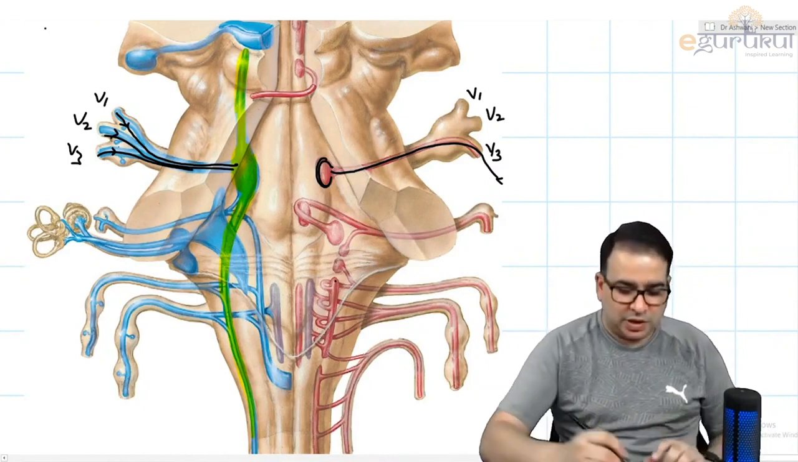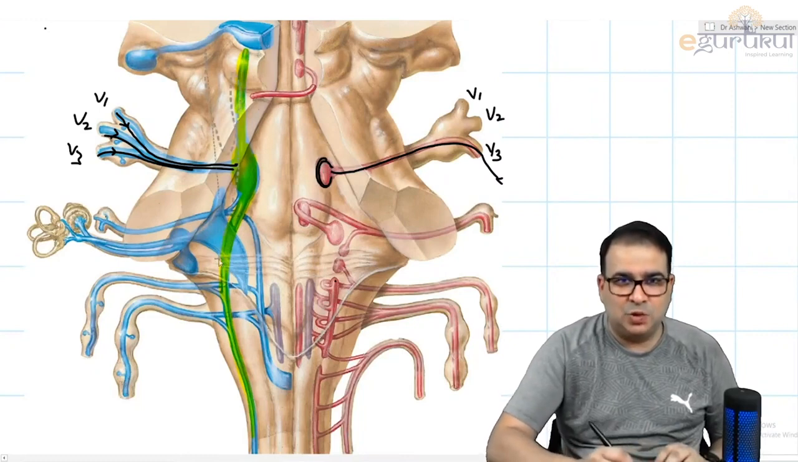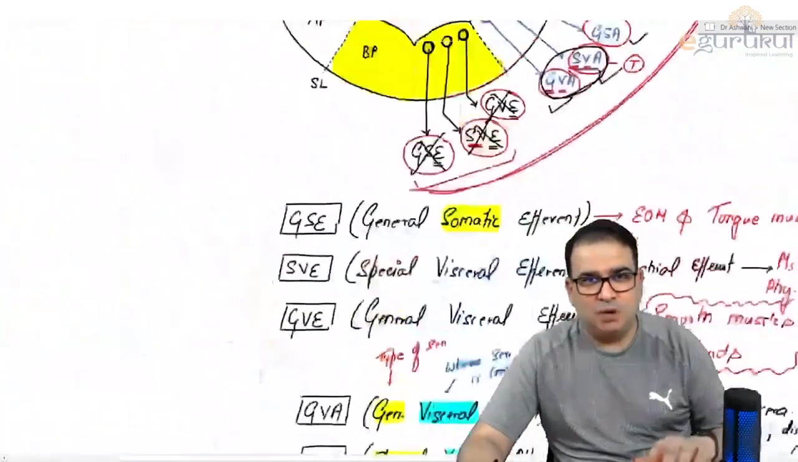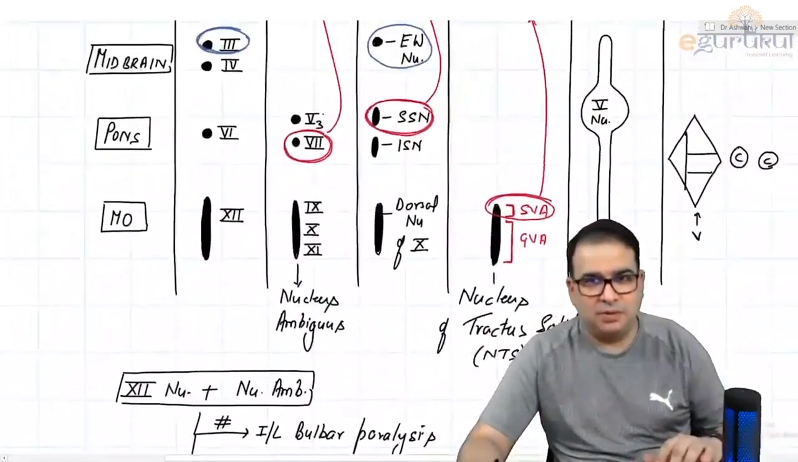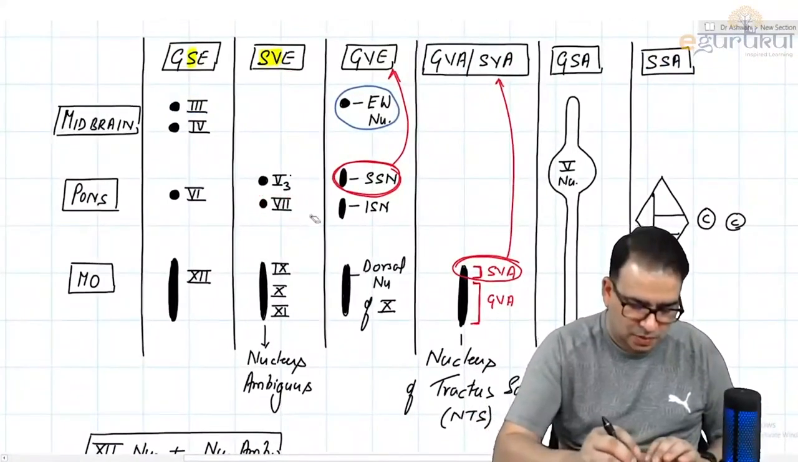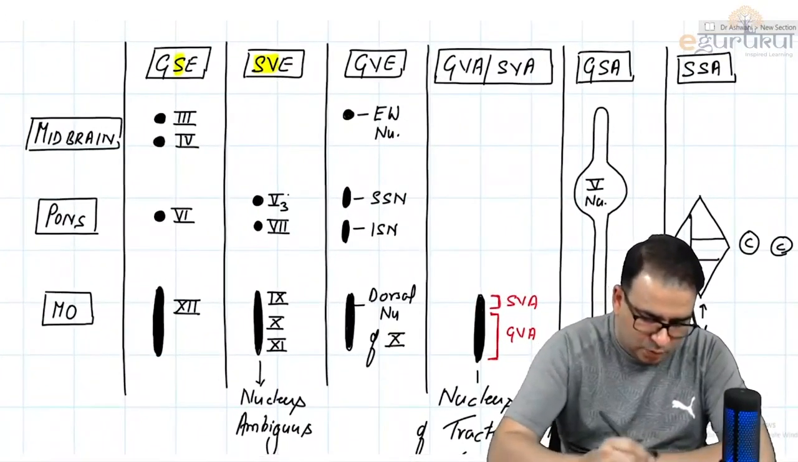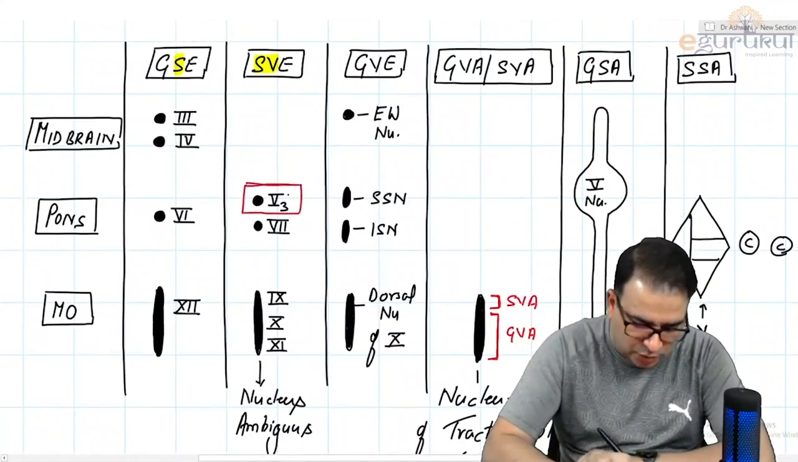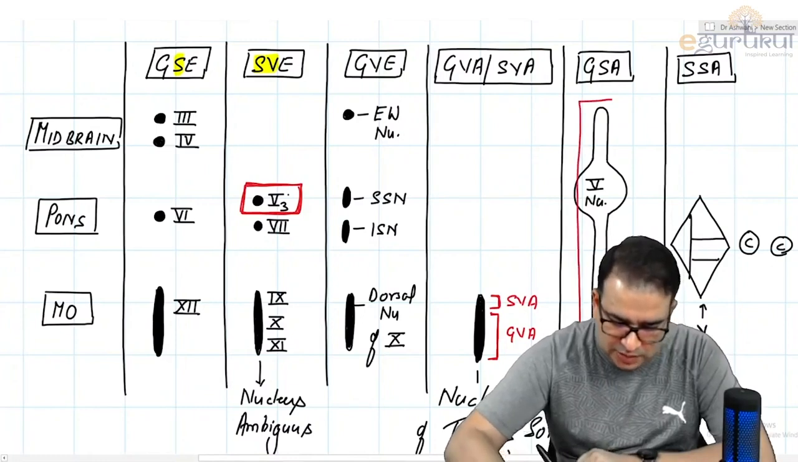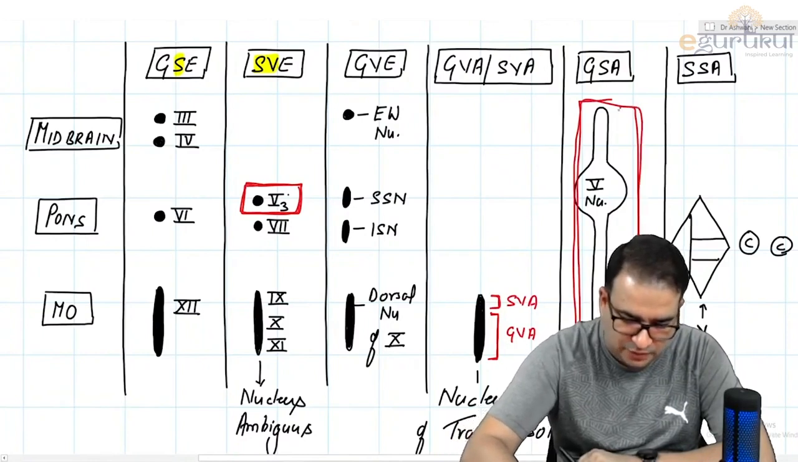What is the location? Where are the motor nucleus of the mandibular nerve and the sensory nucleus of the trigeminal nerve present? For that, if I take you back to this picture, there we go. We have already marked it, but I still want to do it again. The motor nucleus of the mandibular nerve, there it is. And the sensory nucleus, look at this huge sensory nucleus. This whole thing is a sensory nucleus only for the trigeminal nerve.